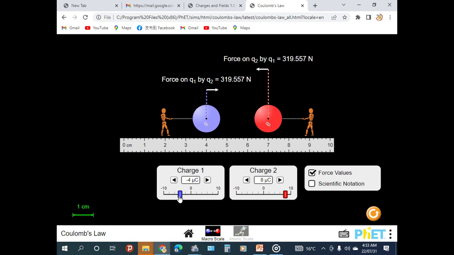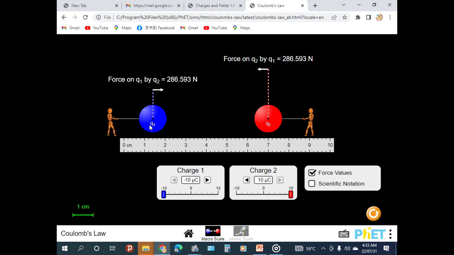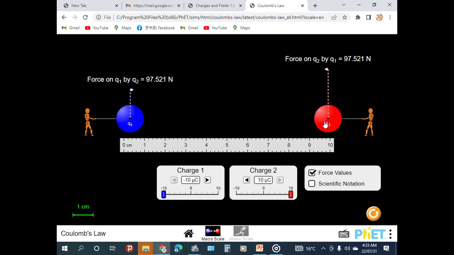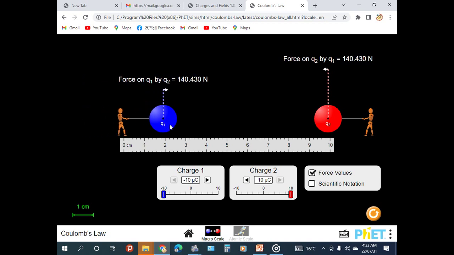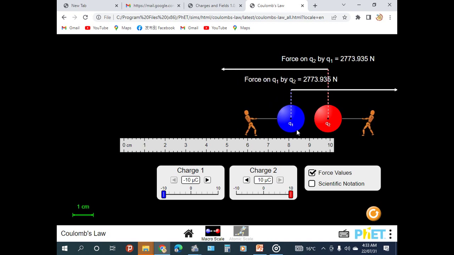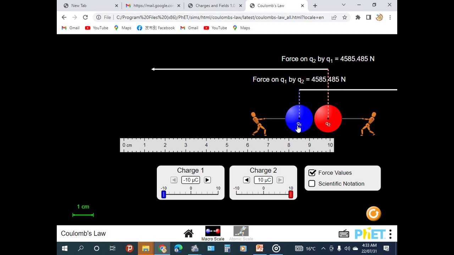When we increase the charges, the attraction between them also increases. When we increase the separation between them, the force decreases, because it is inversely proportional to the square of the distance between the charges.